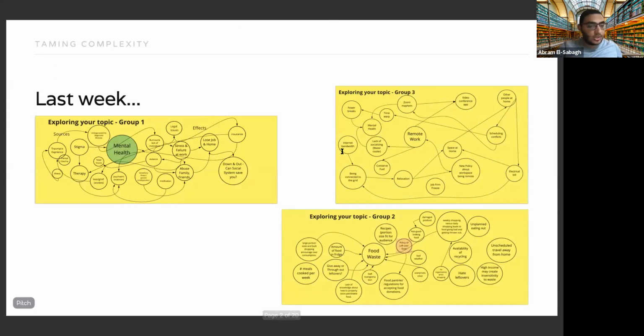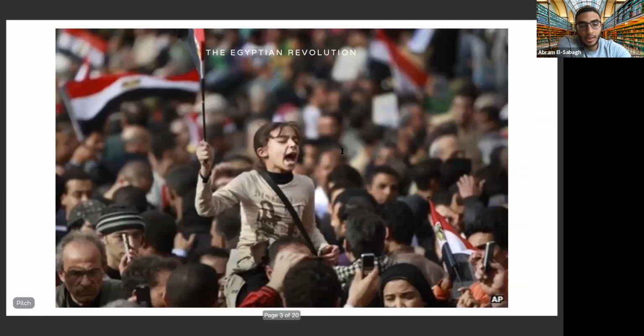So as a reminder, last week we started with system mapping in terms of exploring different topics like mental health and remote work and food waste, and starting to map them in terms of what affects what and what are the different inhibitors and forces that we're seeing through our system. If you have any questions, feel free to stop me at any time, as usual.